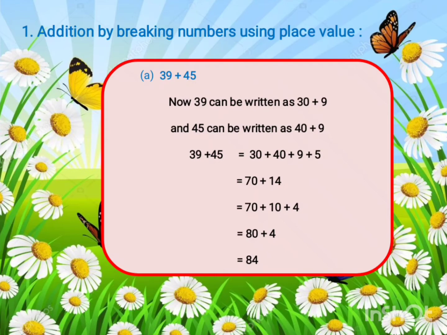In the third step, as 70 is already in the tens form, but 14 can still be regrouped as tens and ones, we write 14 as 10 plus 4. So we write 70 plus 10 plus 4. In the next step, we add 70 plus 10, which is equal to 80, plus the remaining 4. So 80 plus 4 is equal to 84.